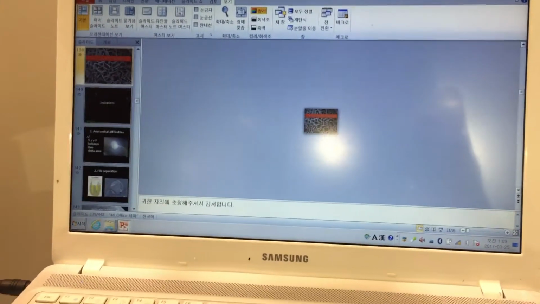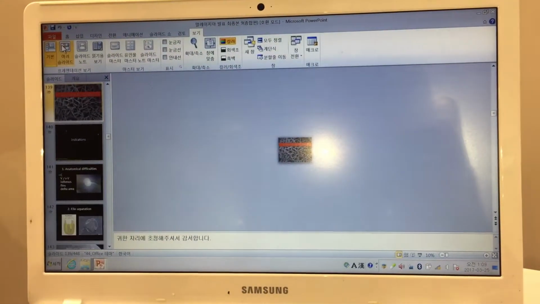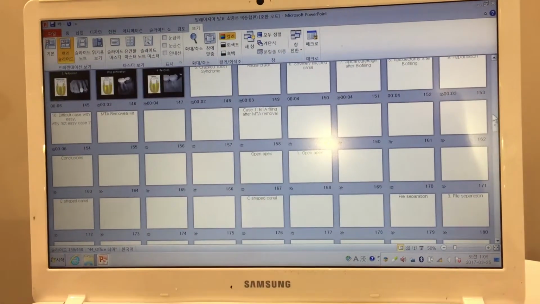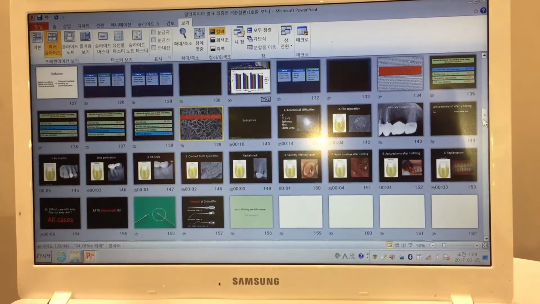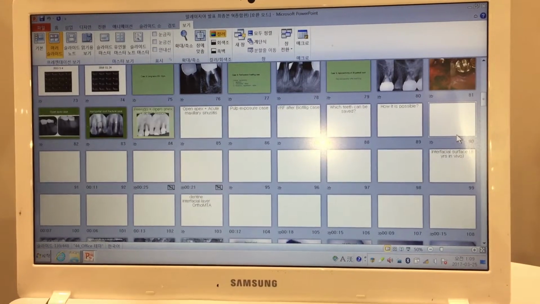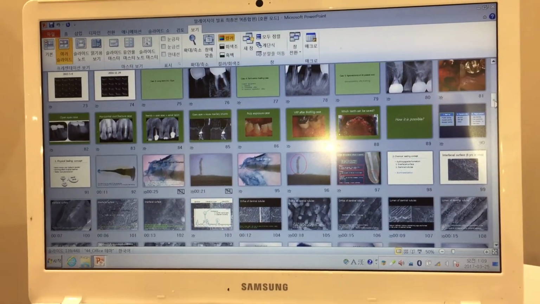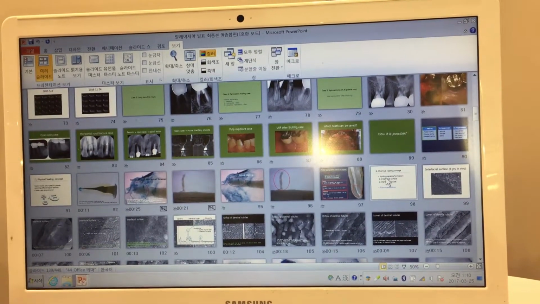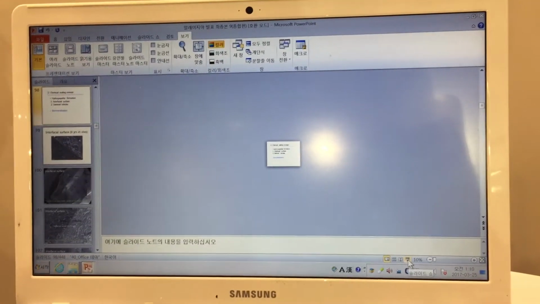I will show the interfacial analysis. Interfacial surface, very important for endodontic success.